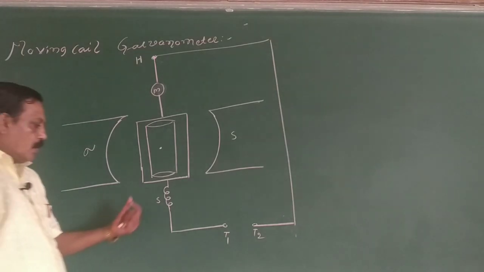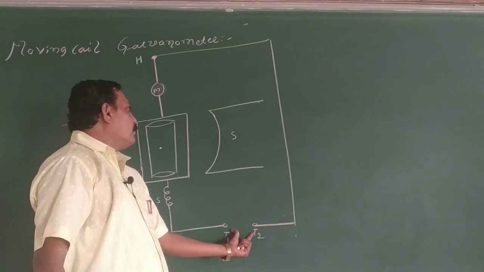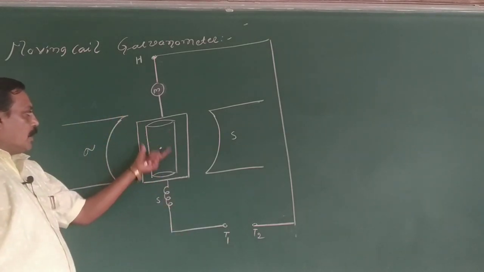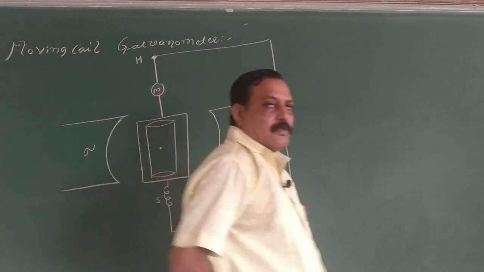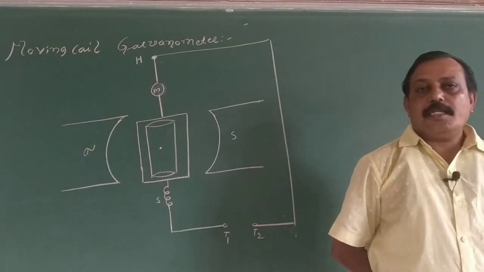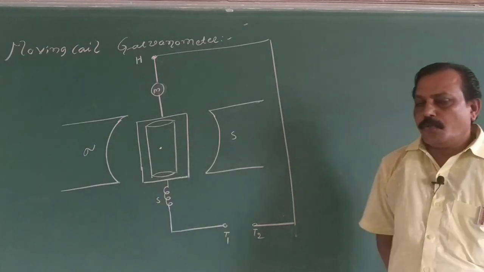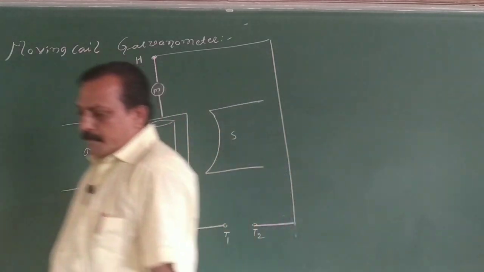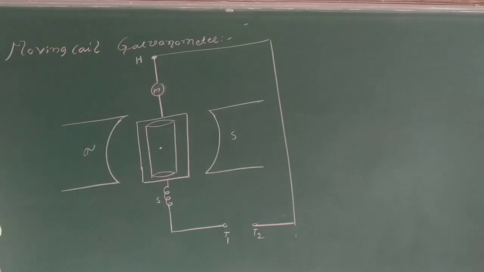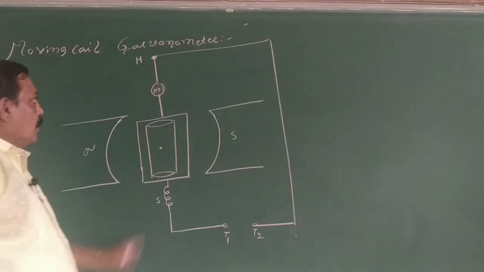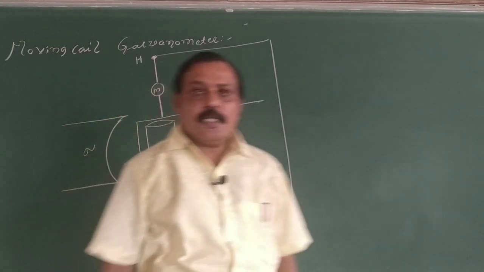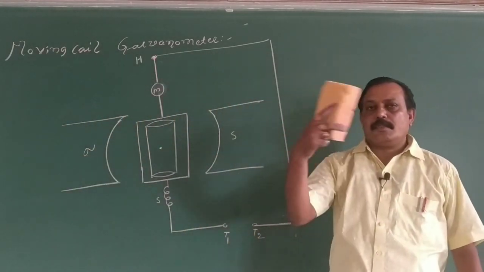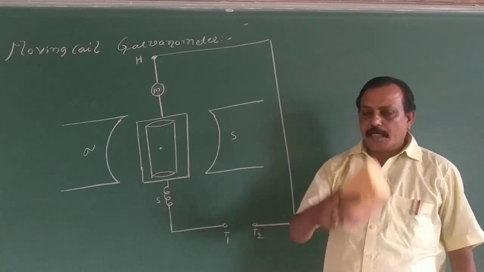By passing the current through T1 and T2, the current is flowing through the coil. The vertical sides of the coil experience forces which are equal in magnitude but opposite in direction, acting at two points. Hence, they constitute the couple or torque. Due to that, the coil is rotated. Due to rotation of the coil, the mirror rotates. The light is made to be incident on that mirror, so it gets reflected, and that reflected spot of light is available on the scale. By knowing the position of the spot on the scale, we can determine the current.